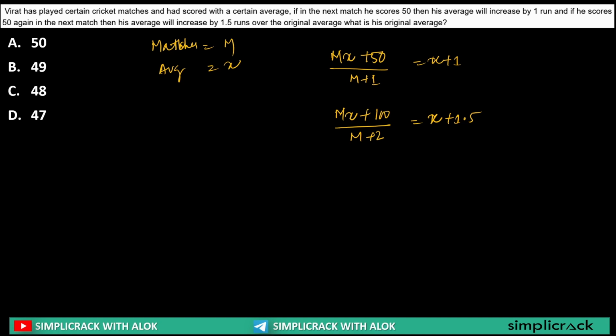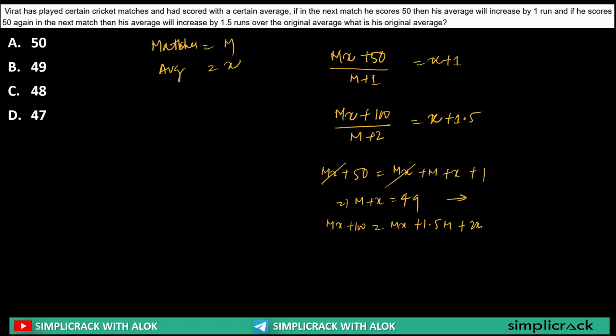So we can write, if we solve this, MX plus 50 is equal to MX plus M plus X plus 1. Yes, MX will cross out. So M plus X is equal to 49. Correct? Now here it will be MX plus 100 is equal to MX plus 1.5M plus 2X plus 3. MX will cross out. So 1.5M plus 2X is equal to 97.